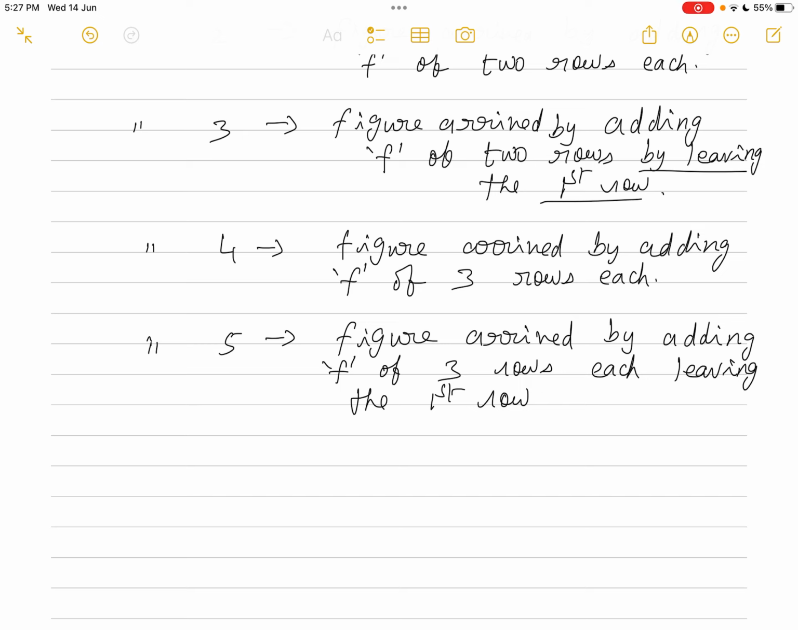Now the last column, column 6. So column 6 is the figure arrived by f of 3 rows each, leaving the first 2 rows. So 2 rows you should leave. All the remaining 3 rows, you keep on adding the frequencies. So this is column 6, the figure arrived by adding f of 3 rows each, leaving the first 2 rows.